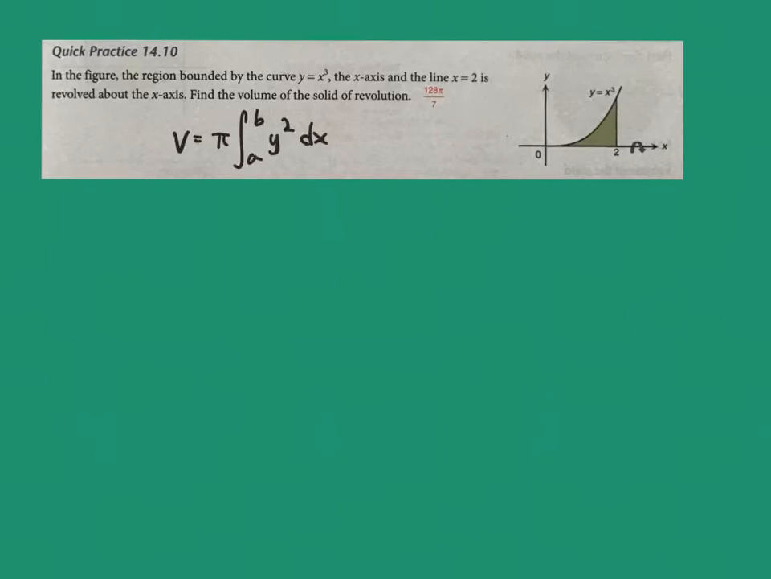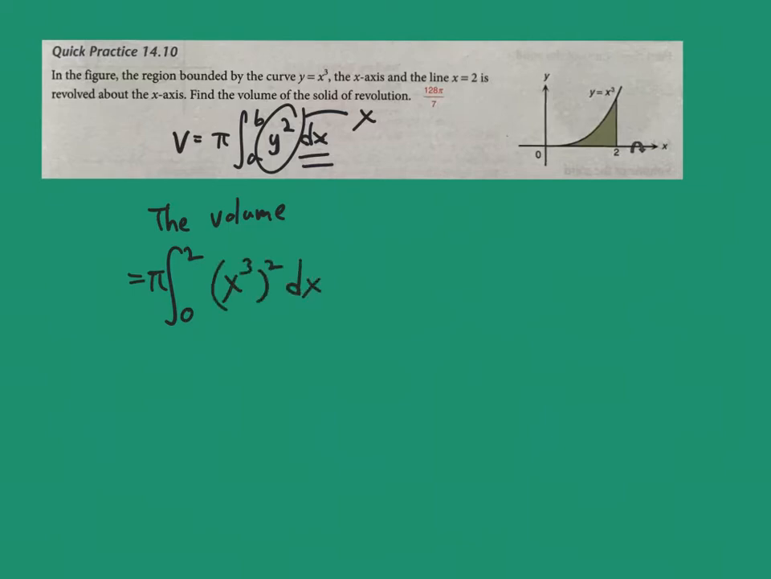We recall the formula for finding the volume, and since we want to revolve about the x-axis, it must be in dx, and inside it should be a function in terms of x, even though it is y squared. That means y equals something. So the volume equals pi times the integration from 0 to 2 of y squared, where y is x to the power 3, so you square it, and then dx. Expand it and you get x to the power of 6, then integrate. By substitution, you get the answer 128 pi over 7. Done.